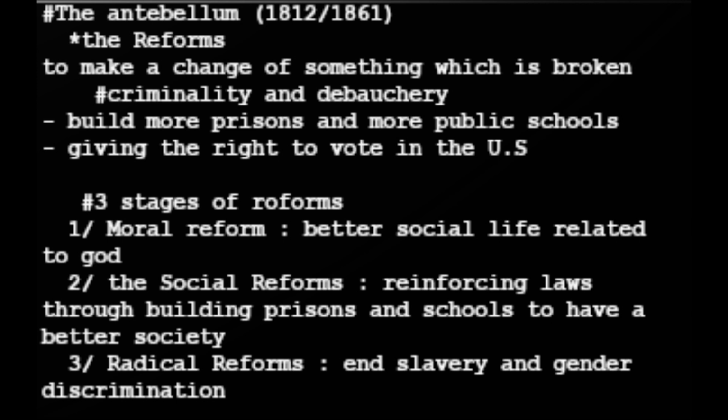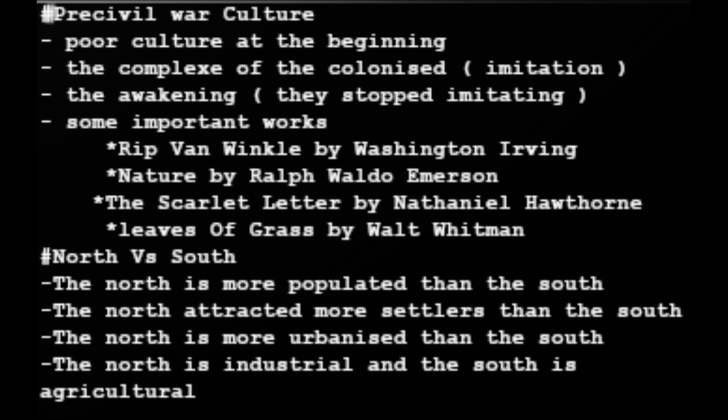Now we move to the pre-Civil War culture, and a little bit to literature. We know that Americans in general had a poor culture. Why? Because there was a war, and there was what we call the complex of the colonized, which means they were imitating the British people. Do not forget, the 13 colonies are British people who got their independence from the crown. Still, they are imitating. They have the same writing style, and in general, they imitate the British culture.